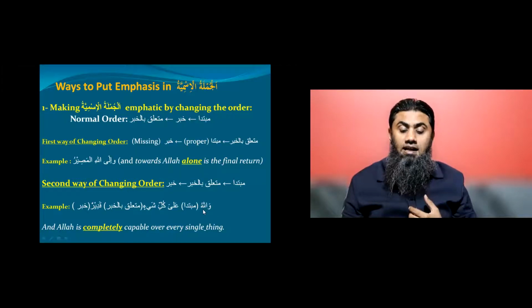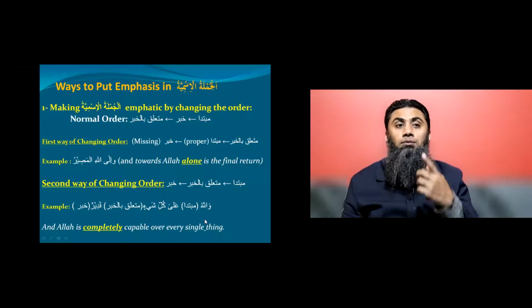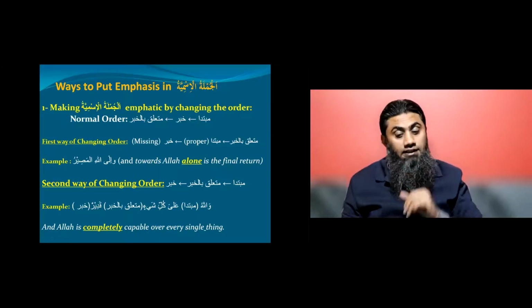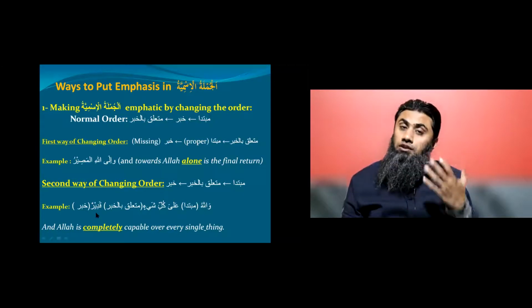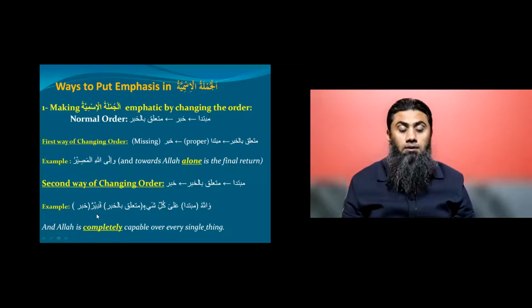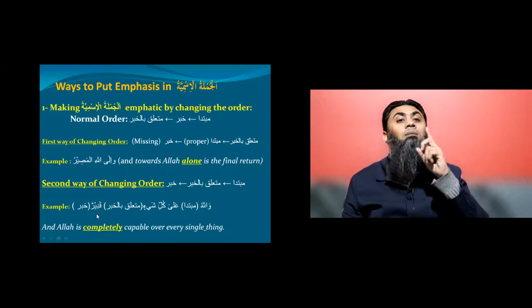We make this one the mubtada. Qadirun is also ism in rafa status. We make it khabar. Why? Because Allahu was proper and mubtada is mostly proper. That's why Allahu became mubtada. Qadirun is also ism in rafa status. We make it khabar. Why? Because it is common and khabar is common.